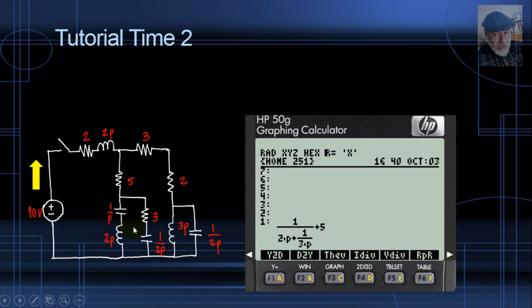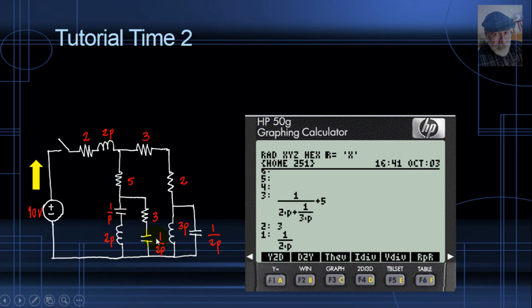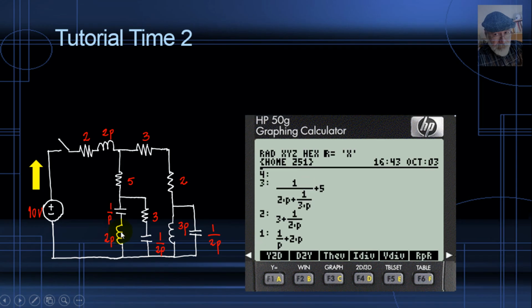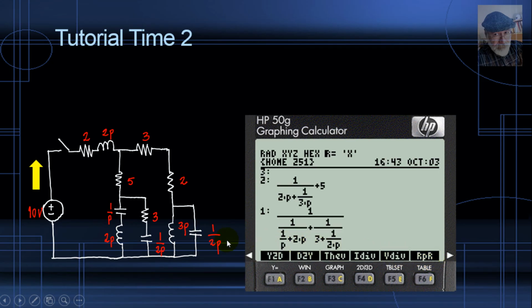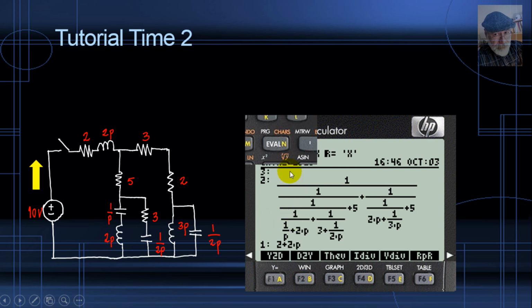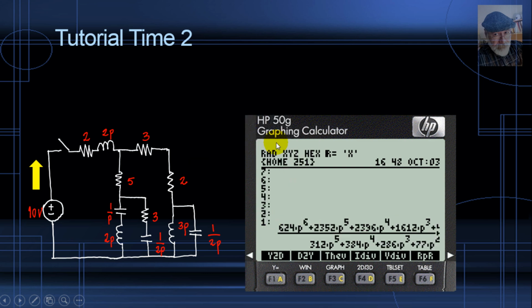And then let's get to the branch in the middle. 3 and 1 over 2p, these 2. Put them in series. Addition, that's fine. And then this one, 1 over p and 2p. Put them in series. And now what? And then put those 2 in parallel with RPR. Parallel. Fine. And then 5, we add 5. And then put that in parallel with the previous value that is in level 2. In parallel. And then add 2 plus 2p, like so. Yeah. Let's add them and simplify.